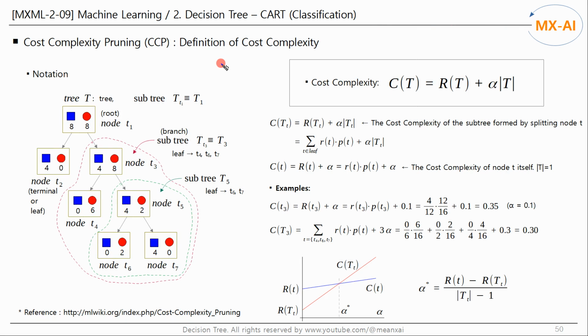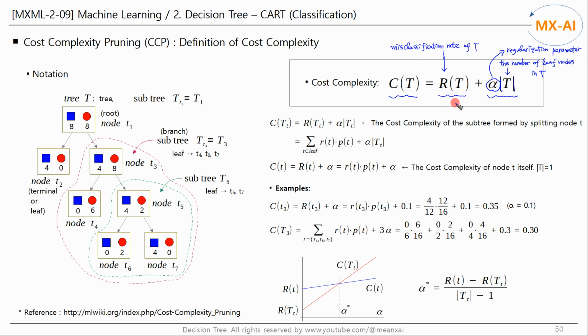Now that we've defined the necessary notation, let's move on to defining the cost complexity function. The cost complexity function C of T is defined as follows. The first term, R of T, is the misclassification rate of tree T. The second term is the penalty term, where this symbol denotes the number of leaf nodes in tree T. And alpha is a non-negative regularization parameter that controls the trade-off between the two terms.